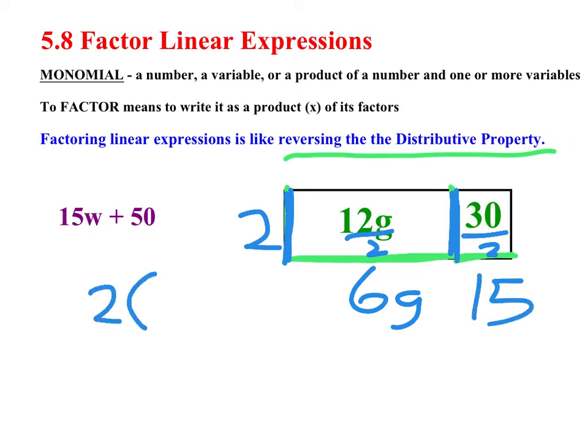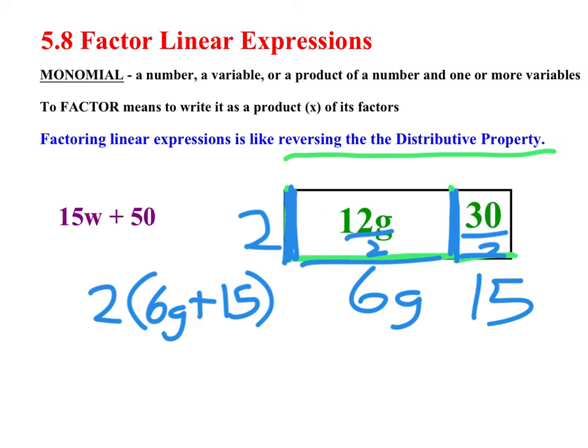That would then look like this: 2 times the quantity 6g plus 15. You have to be careful, though, because that's not the greatest common factor. So is it possible that this length was 2, or this width was 2, and that this was 6g and this was 15? Yeah, it's possible.